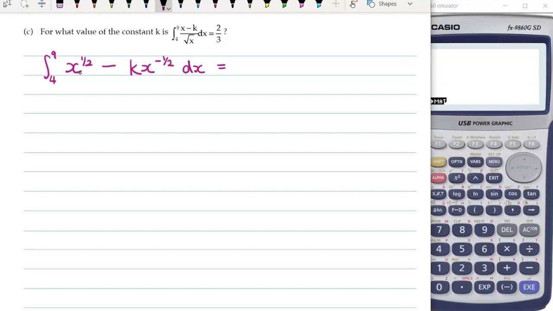Now if we integrate that, raise the power by 1, divide by the new power. Same again with the x. Raising that power gets a half, and then we divide by a half will give us a 2. Between limits of 4 and 9, and we're going to set that equal to 2/3.